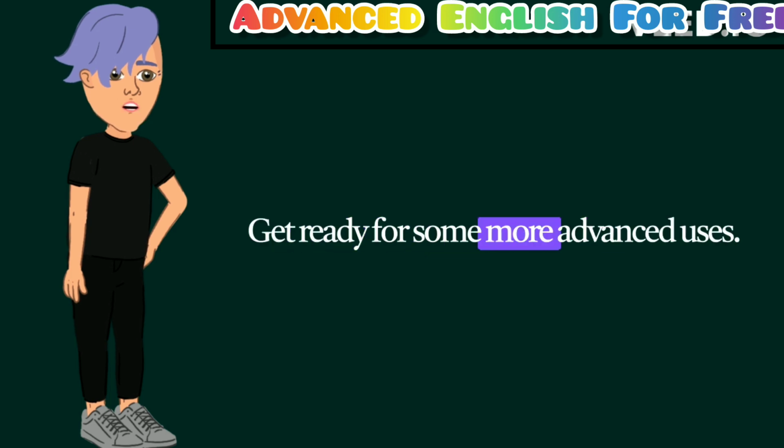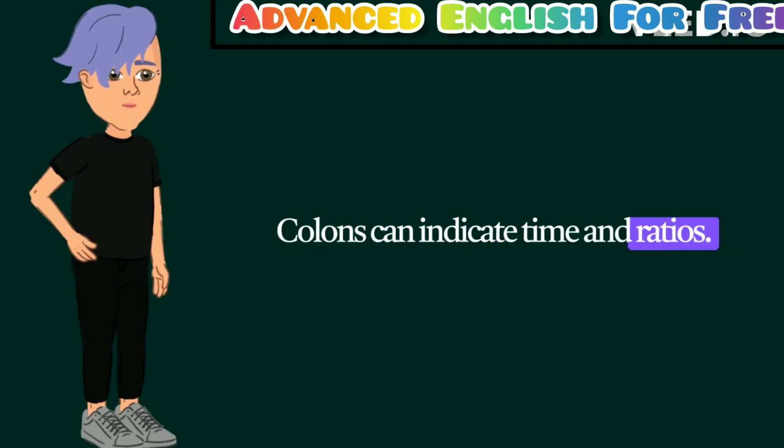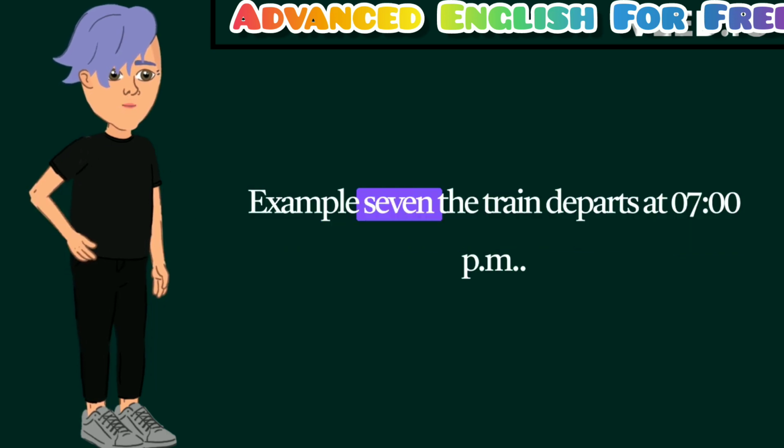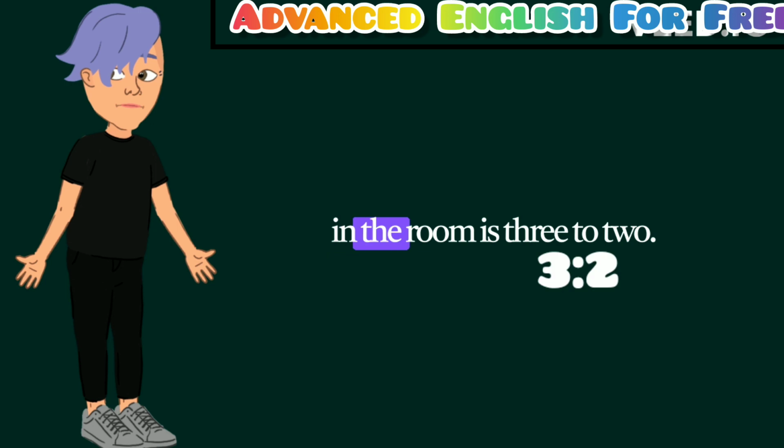4. Time and ratios. Get ready for some more advanced uses. Colons can indicate time and ratios. Example 7: The train departs at 7:00 p.m. Example 8: The ratio of men to women in the room is 3:2.